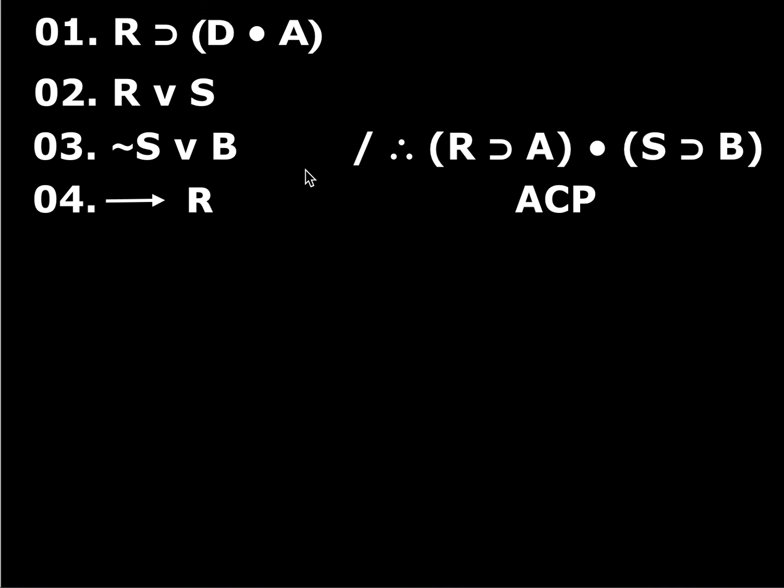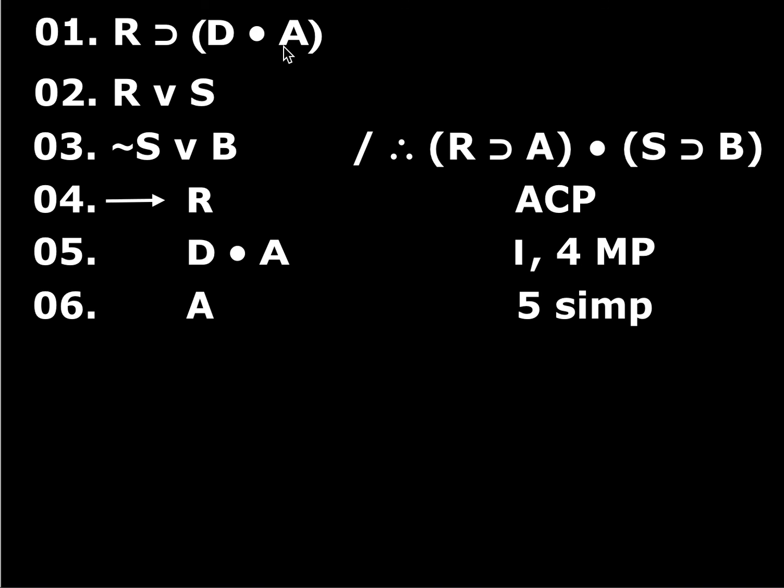And you should be able to see that's going to be pretty easy, right? Because I've got R, I can get D and A, and I can just simplify A off. So that's what I'm going to do. So now I've got R, I can get D and A by modus ponens on 4 and 1, simplify A. Now I'm going to close my subproof. Because remember, I wanted if R then A. This was the conclusion I was trying to get. So I'm going to close my subproof.